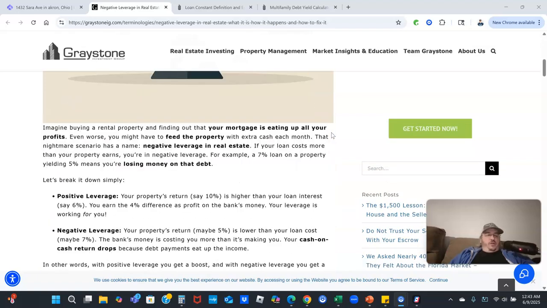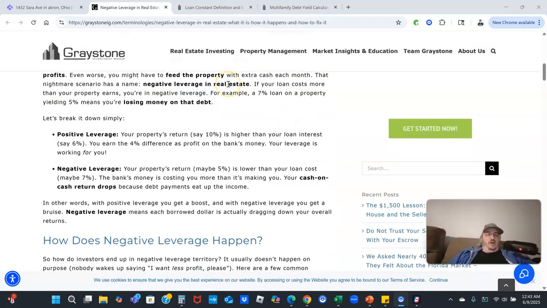They had a great picture, but also they talk about positive leverage and negative leverage in the way that I see a lot of people talk about it. What they want to do is compare your cap rate to your interest rate. If my cap rate's higher than my interest rate, it's positive leverage. It's making me money. If my cap rate's lower than my interest rate, it's negative leverage and it's losing me money. And I agree with that.